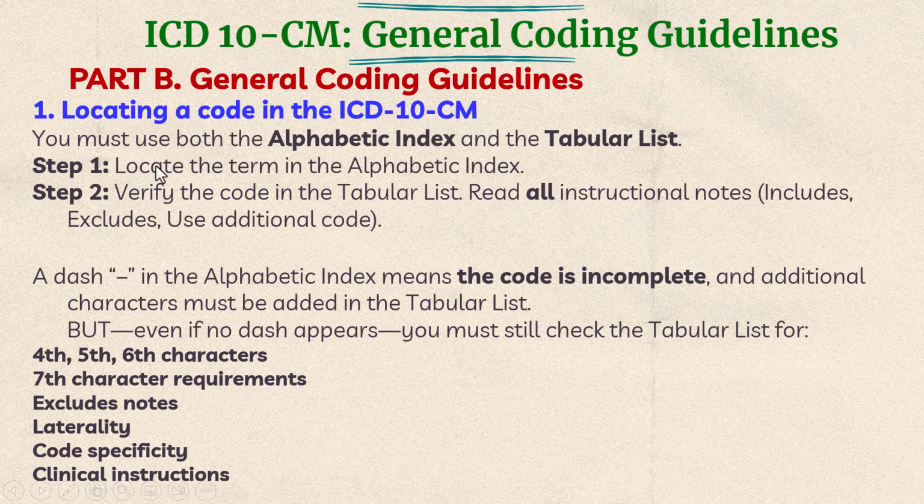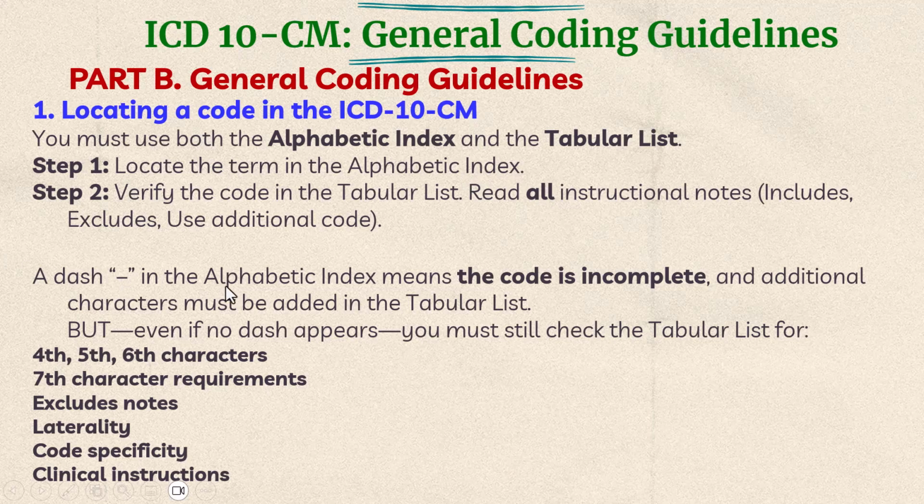You must use both the alphabetic index and the tabular list. So there are two steps you have to follow. The first one is to locate the term in the alphabetic index. The second one is to verify the code in the tabular list. In the tabular list, read all the instructional notes such as includes, excludes, and use additional code notes.